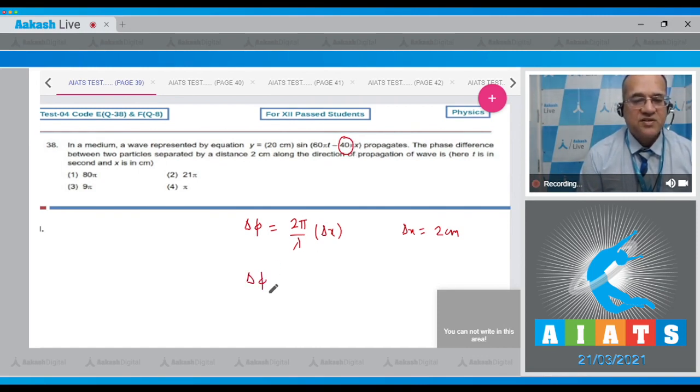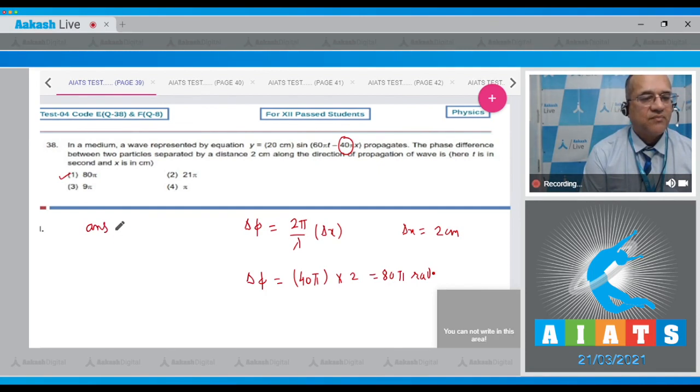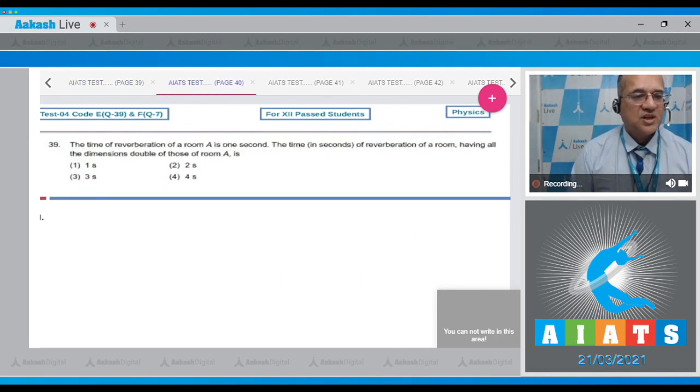So therefore the phase difference is equal to 40 pi multiplied by 2, and that is 80 pi radian. So the answer is option 1 to this question. Now let's move to question number 39.